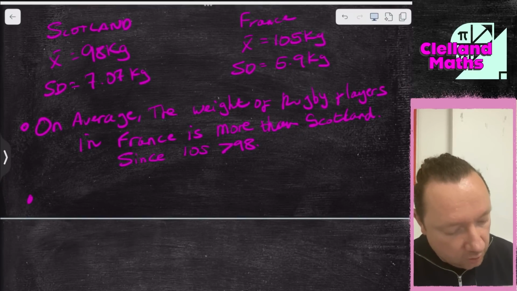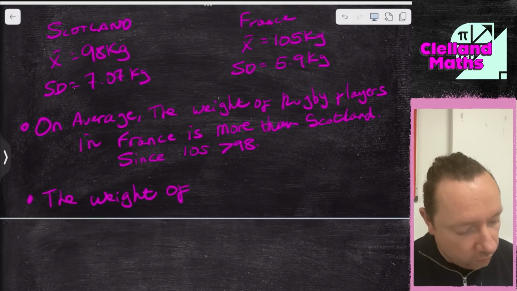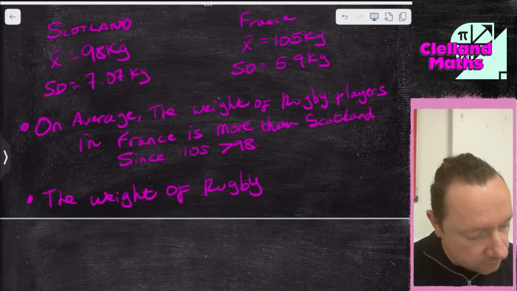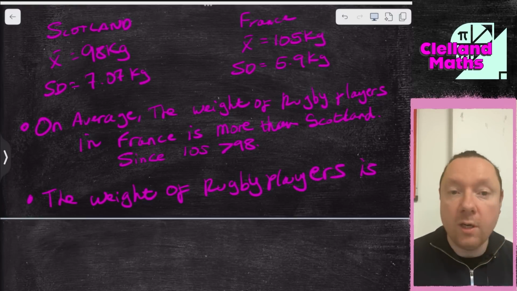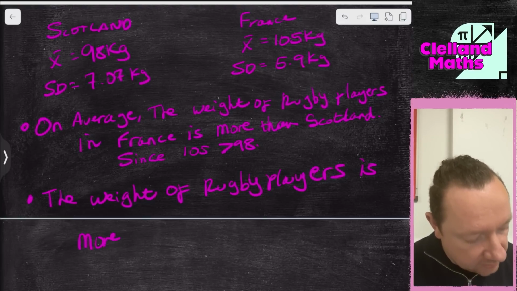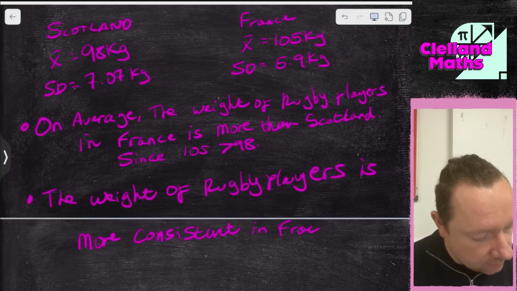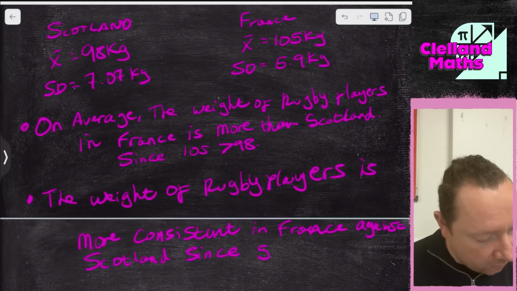that's statement 1. Statement 2, the weight of rugby players is, well, more consistent for a smaller number. So 5.9 in France, more consistent in France. Against Scotland, I'll just be very, very clear. Since 5.9 is less than 7.07.